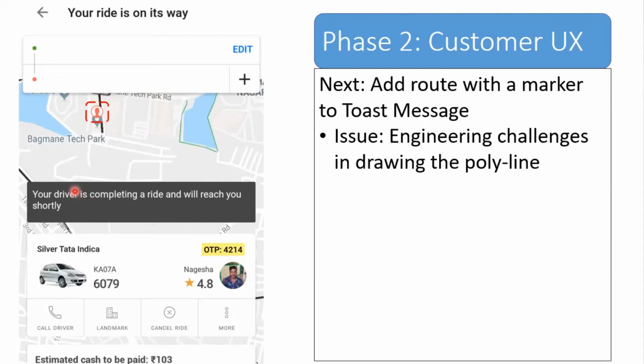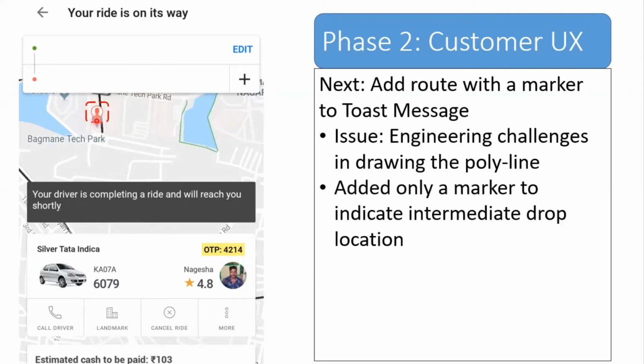When we spoke to our engineering team, the engineering team told us, at that time, again, remember, Android itself was a little immature, that drawing the maps line and the route was an engineering challenge and would take a lot of time to do. So could we simplify it in some way? So we decided, okay, let's just drop the route line and just go with this orange marker, right? Which indicates the intermediate drop location.